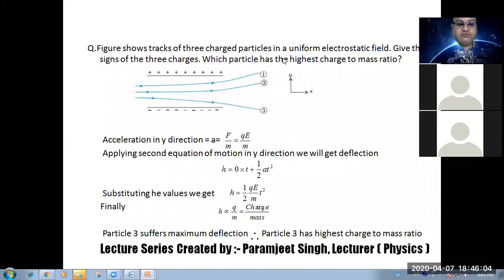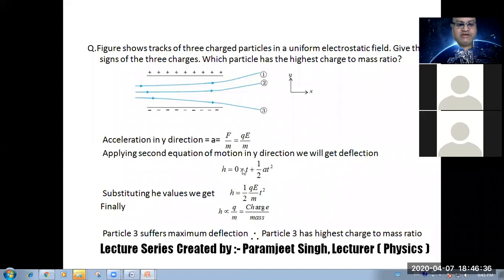Now let us move to the second part. Which particle has the highest charge to mass ratio? Q by M, which one is higher? What is the acceleration? Acceleration, according to Newton's second law, is force over mass. Now force on a charged particle is charge into electric field, Q into E. So a is equal to Q E by M, where E is the electric field intensity.